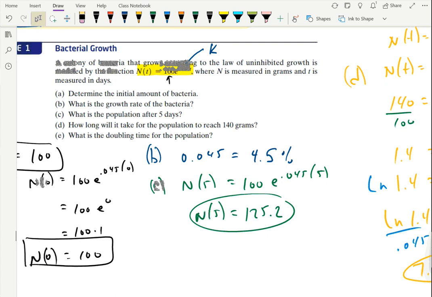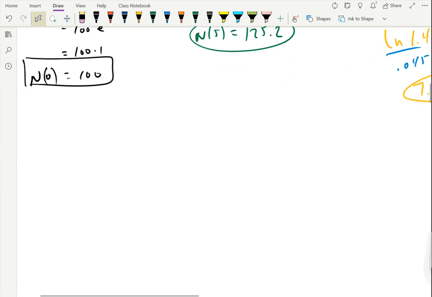Letter E, our last question. What is the doubling time for our population? Okay, so we want to know how long it takes for this to double. So what we're looking for here on letter E is we want N of t to be double what our initial value was, so twice N sub 0.